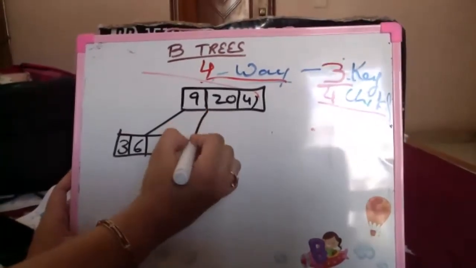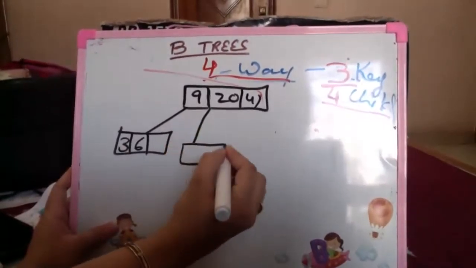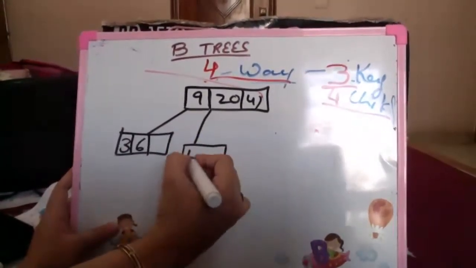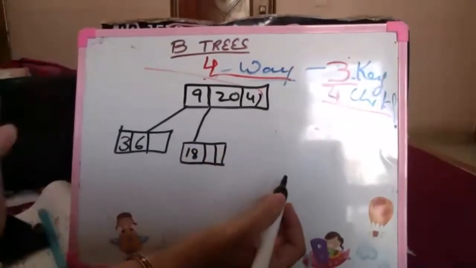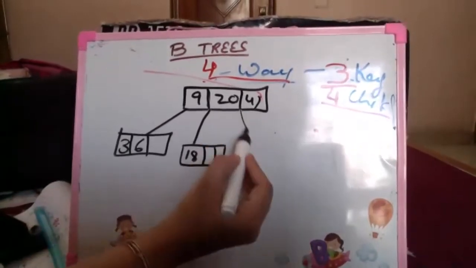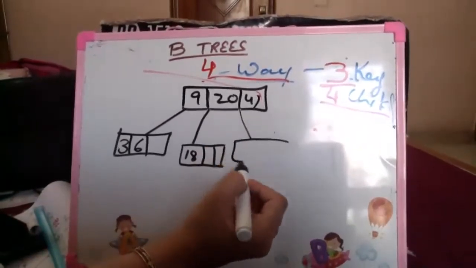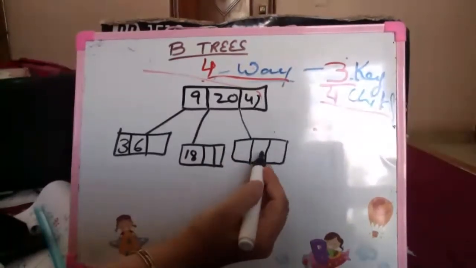But it can have 4 children because it has 3 keys. The root node has 3 keys. In this case, supposedly this node also has only a single key value and the others are still empty. Empty means they can still be filled. While we do insertion, we'll understand that empty slots can still be filled when we need to enter a node.